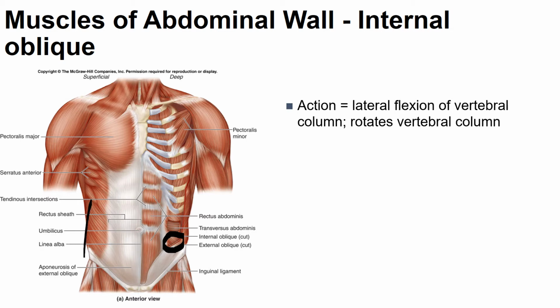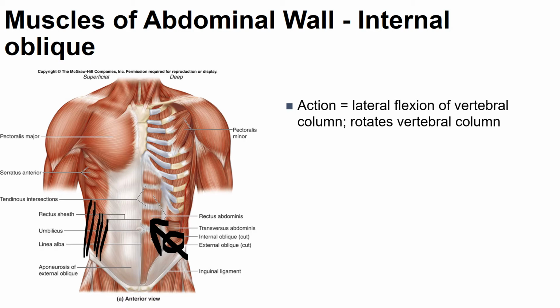And so here I'm highlighting those again where the external obliques were, and so if you remove that layer, then we have our internal oblique muscles. And so these muscle fibers are going to be now superior and medial in terms of their orientation. And just like with the external obliques, they are going to form an aponeuroses that projects anteriorly.